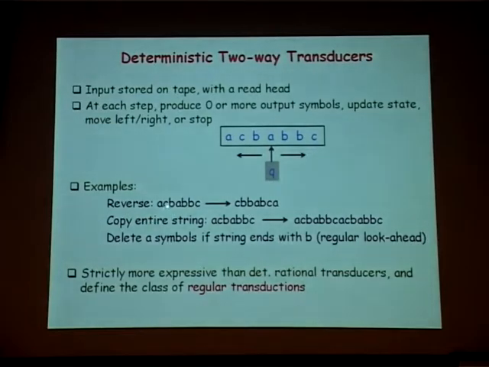So if I want to reverse, I would store the string on the input tape and then go all the way to the right and then just come back, and while on the reverse pass, just output every symbol. So kind of obvious how to do reverse. You can also copy the entire string.